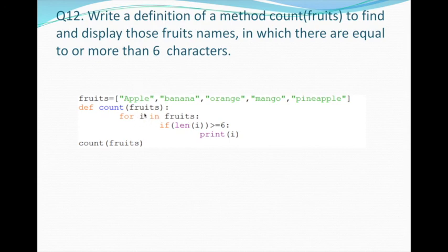That means each time I get the value: first iteration the value of i is apple, second iteration banana, third orange, fourth mango, fifth pineapple. Taking each one, check the length of each one. So length of i means first time it will take the length of apple, checking whether it is greater than or equal to 6. If it is greater than or equal to 6, then display the value. Similarly, the loop will iterate for all the elements in the list and display it.